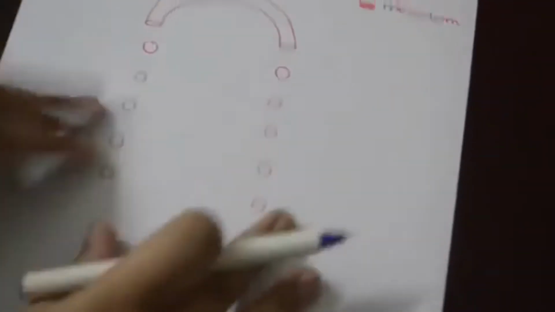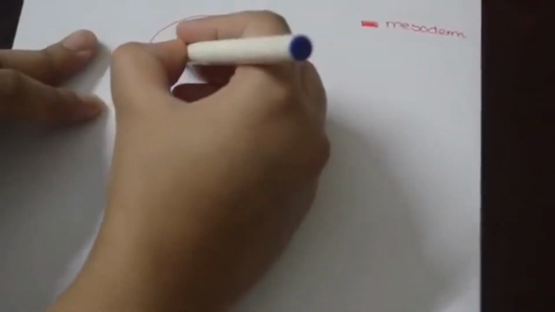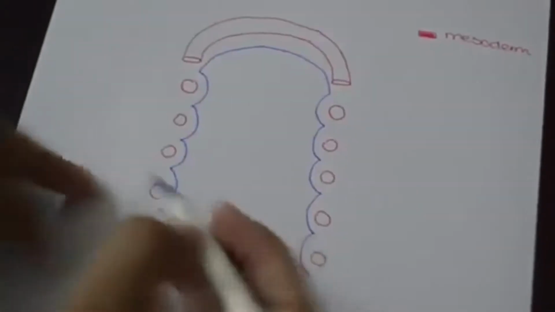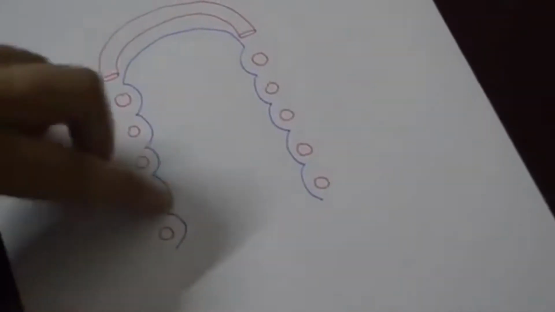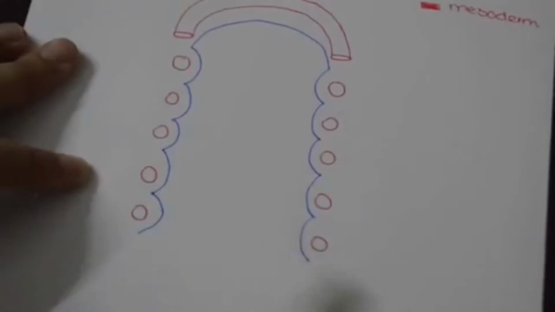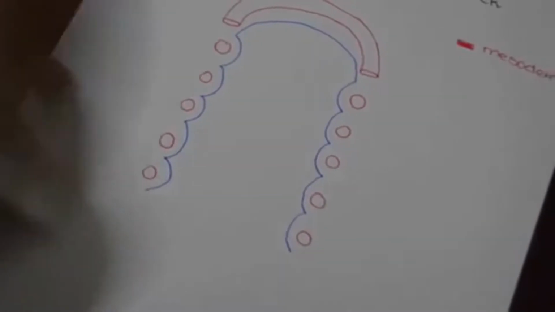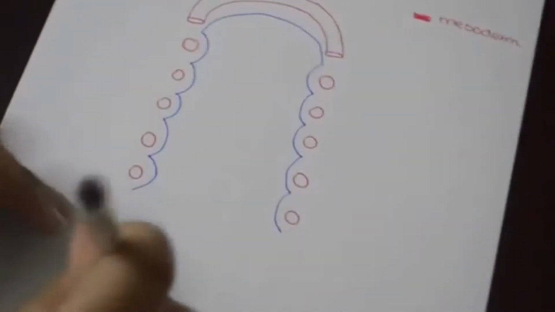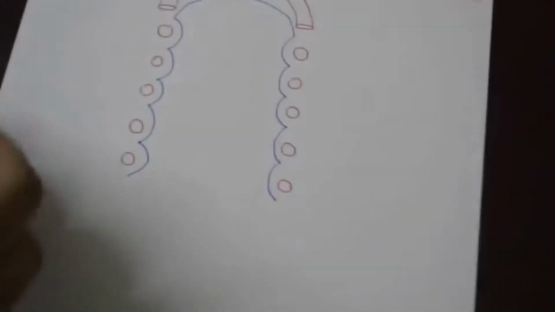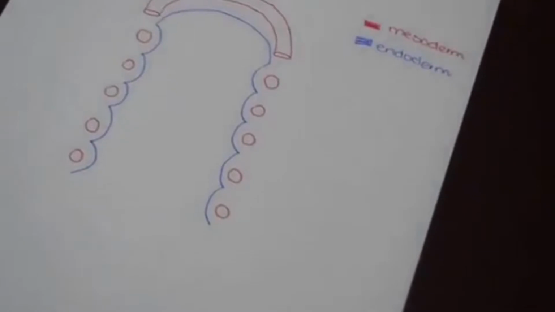So how do we make them? This is how I made it. Now over here, there's this thing like this. This V-shaped part is the pharyngeal pouch. So we have made the pharyngeal pouch over here. Now we're going to make the pharyngeal pouches. How many pharyngeal pouches do we have? We have 5 pharyngeal pouches, and they are endodermal in origin.